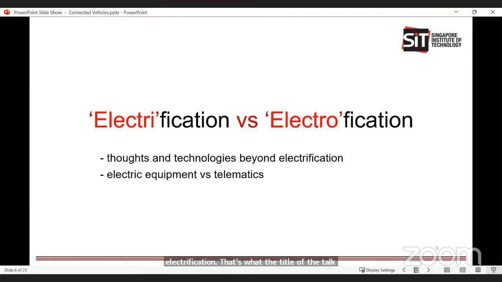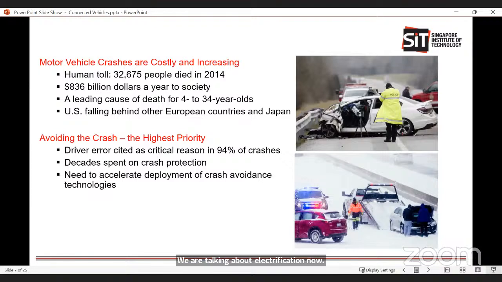We are talking about electrification now. These are some statistics. All over the world, approximately 32,000 was for 10 years back, so we can say at least 30,000 people die per year because of road accidents. $836 billion a year is the loss to society because of the death toll. It could be because of road closures, restoration of many things, people losing their lives, and repair of vehicles, etc. This puts the economy of the country behind.